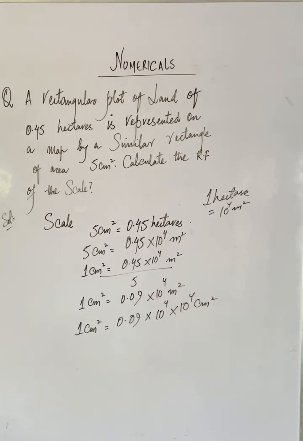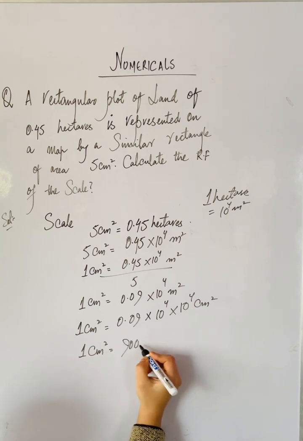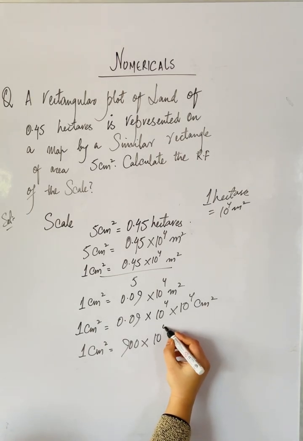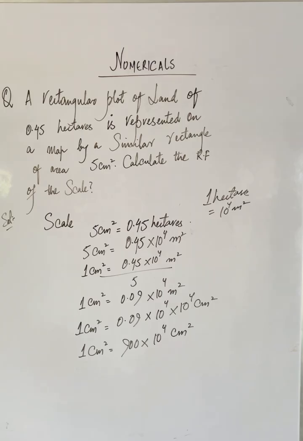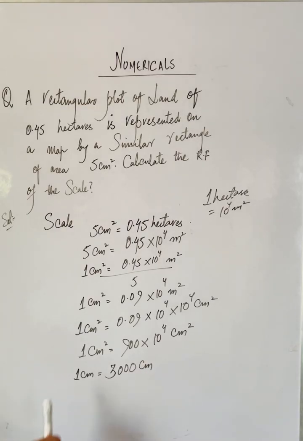Right? So my 1 centimeter square is equivalent to 900 into 10 raised power 4 centimeter square. Then, putting square root on both the sides, my 1 centimeter will come equivalent to 3000 centimeters.